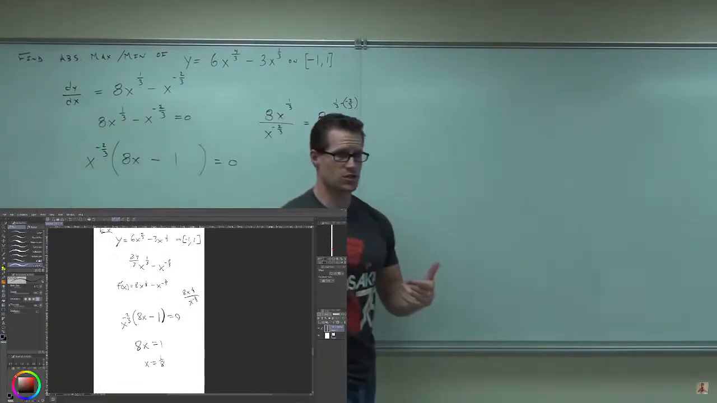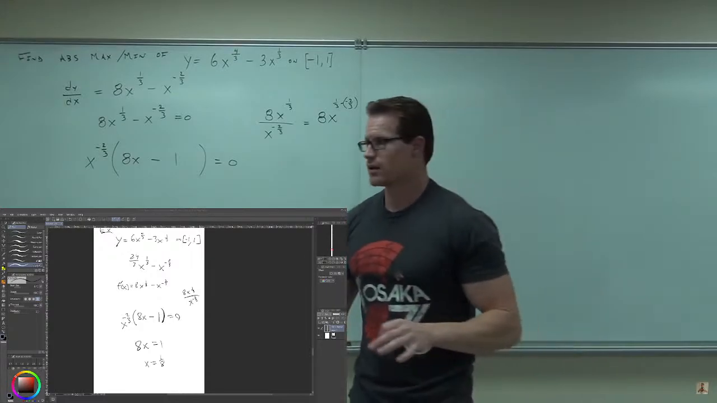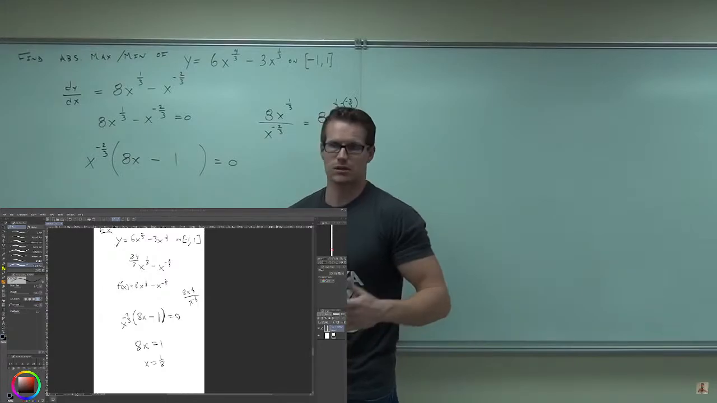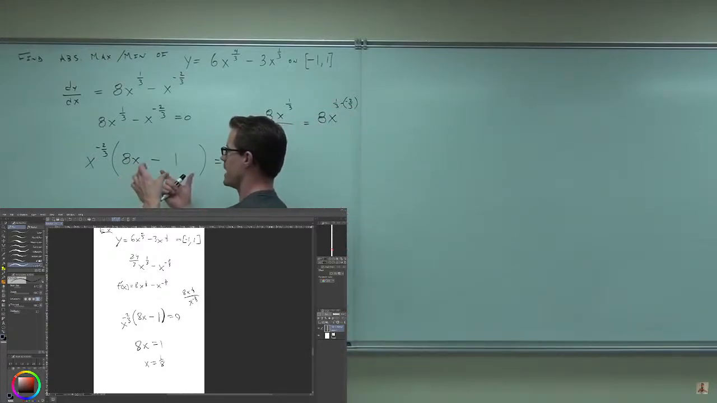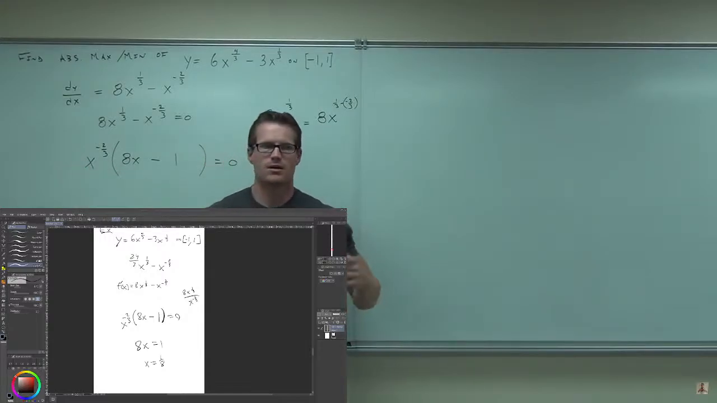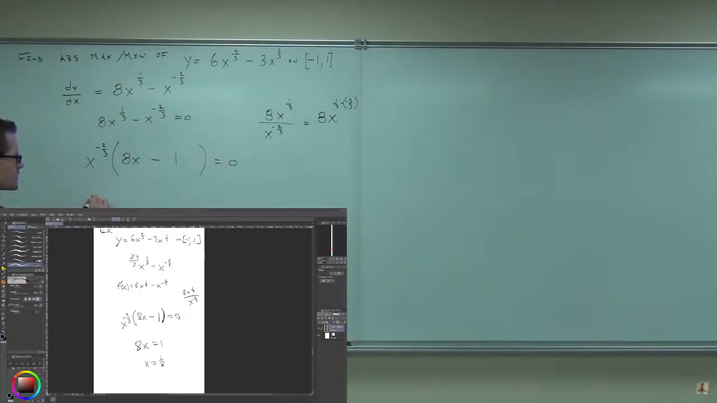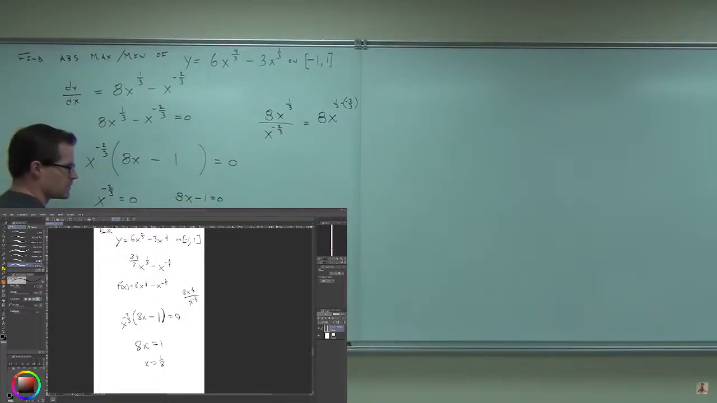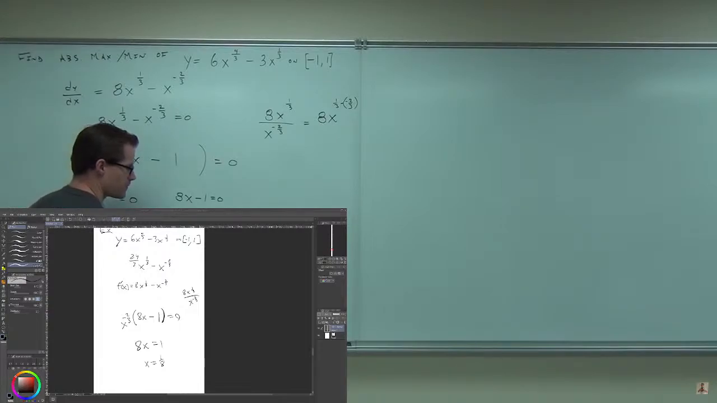Is that a lot easier to solve? Oh, heck yeah. You'd be stuck on that if you couldn't factor. But here we now know that we have 2 factors being multiplied together that gives us 0. The zero product property says that either this one is 0, or this one, don't forget about that one by the way, or this one is 0. That means x equals 0, or x equals 1/8.